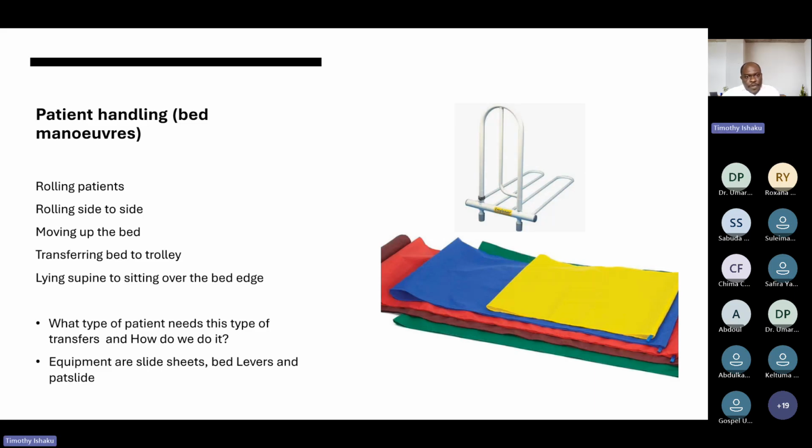In the chat box, thank you, Roxana, has added another object that we can use for the patient to hold and pull themselves. It's another piece of equipment, if we have the luxury of equipment to be used. But apart from what I've said, that's the rolling, if we are going to use our manual strength to pull a patient.